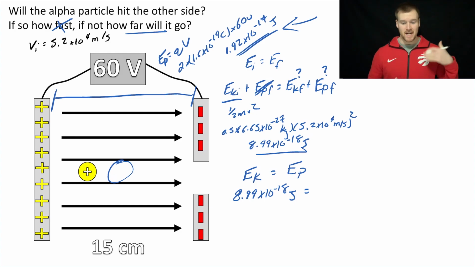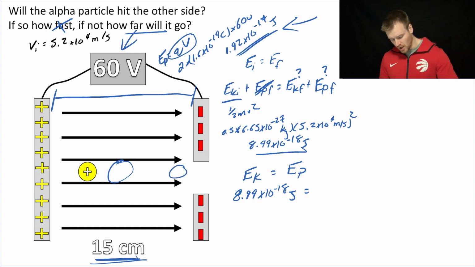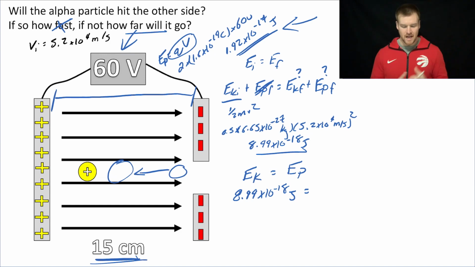Now you might be thinking, can I just put in QV like we did before? And we could, but we don't have the V. You might be thinking, well, it's right there, 60 volts. But that's based off of that plate separation of 15 centimeters. This charge, alpha particle, is not moving through that entire 15 centimeters. So it's not moving through that entire 60 volts. So we can't use that equation for that.